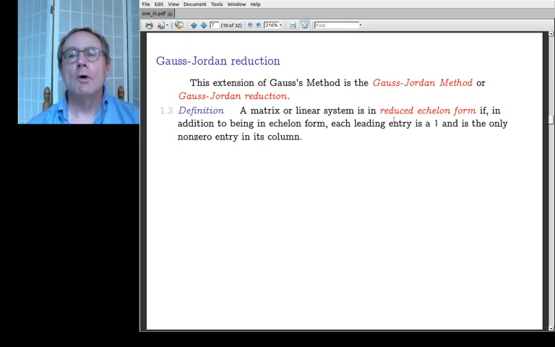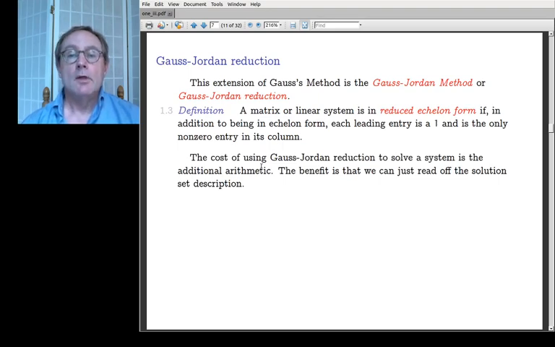So I'm going to call that form, I can't call it echelon form because I use that word for a different form, so I'm going to call that reduced echelon form. A matrix or a linear system is in reduced echelon form if, in addition to being in echelon form, not only do you have zeros below the diagonal, but every leading entry is a 1, and it's the only non-zero entry in its column. So you've pivoted on that entry and cleared completely out of that column.